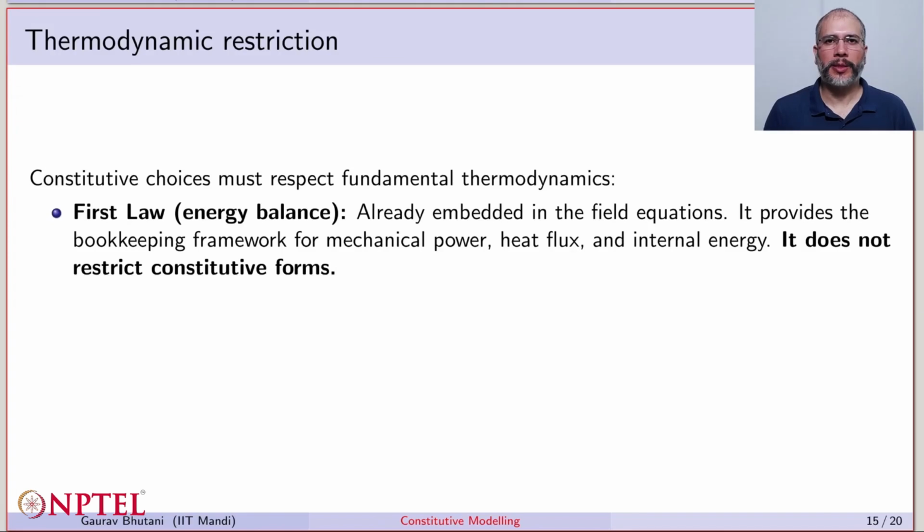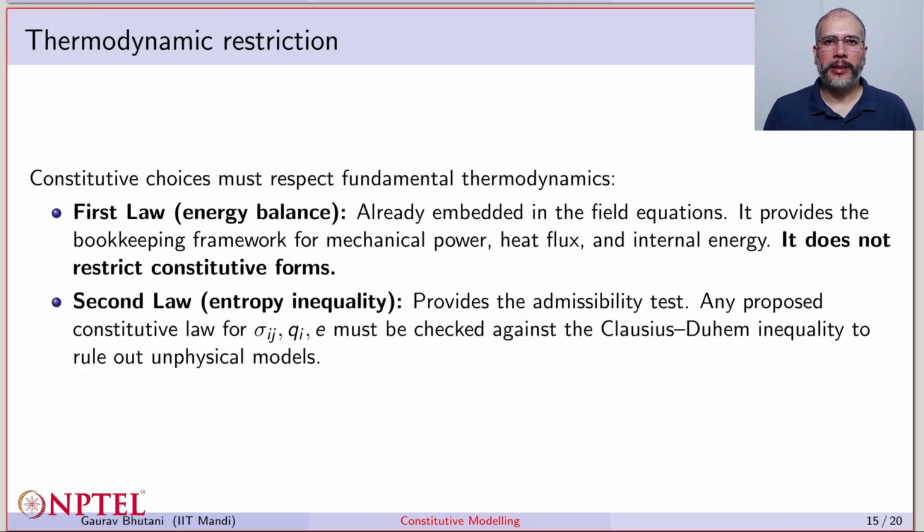So till now we've talked about the restriction on the choice of the constitutive model based on symmetry, the symmetry of the material and the symmetry based on observer rotation. Now we'll talk about the restrictions on constitutive models based on thermodynamics. The first law of thermodynamics is already embedded in the field equations, so there's no restriction on the constitutive model based on the first law. The second law of thermodynamics, which is about the entropy or the randomness of the universe or an isolated system increasing with time, provides a test of admissibility for a chosen constitutive law.